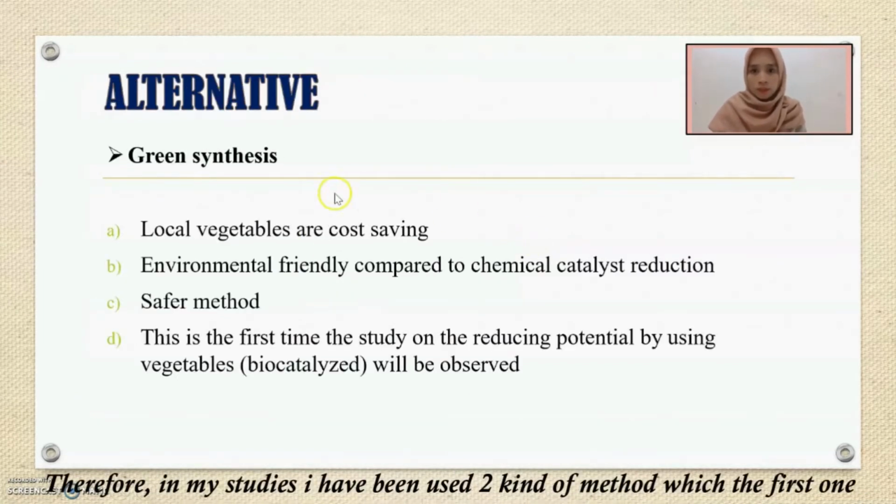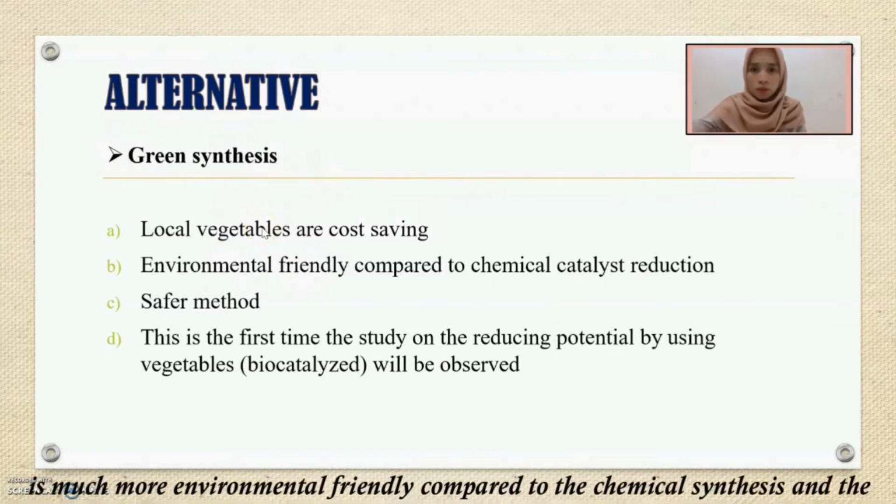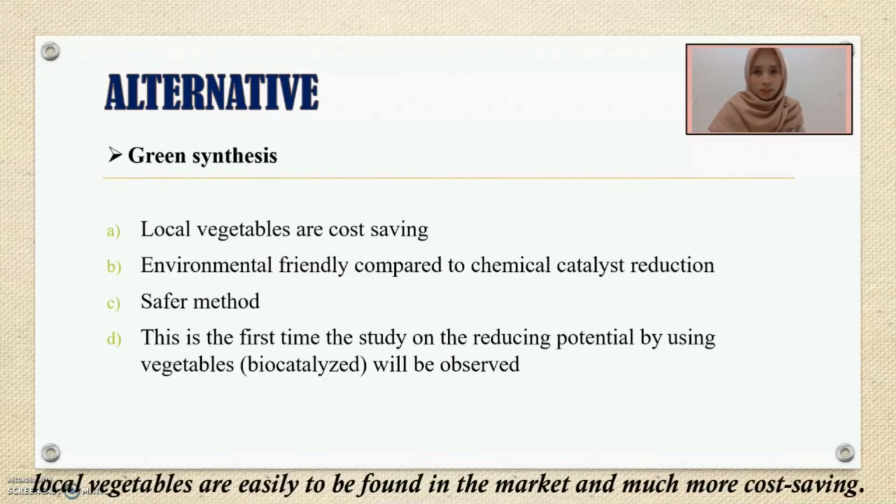Therefore, in my studies, I've used two methods: green synthesis and chemical synthesis. Green synthesis is much more environmentally friendly compared to chemical synthesis, and local vegetables are easily found in the market and much more cost saving.